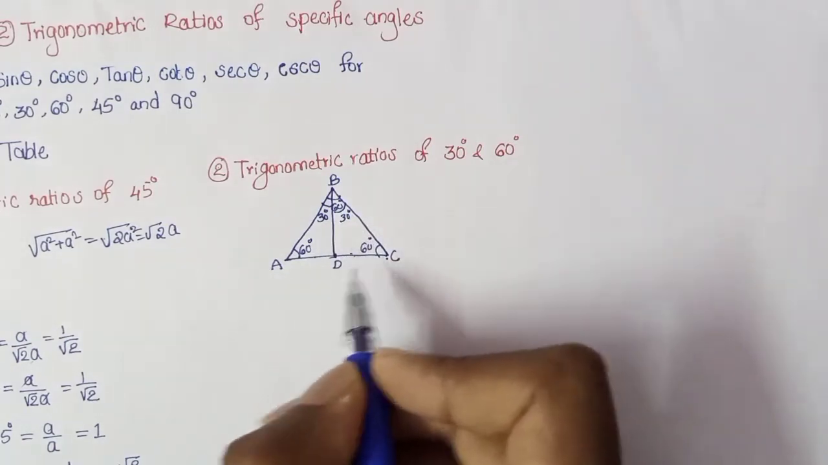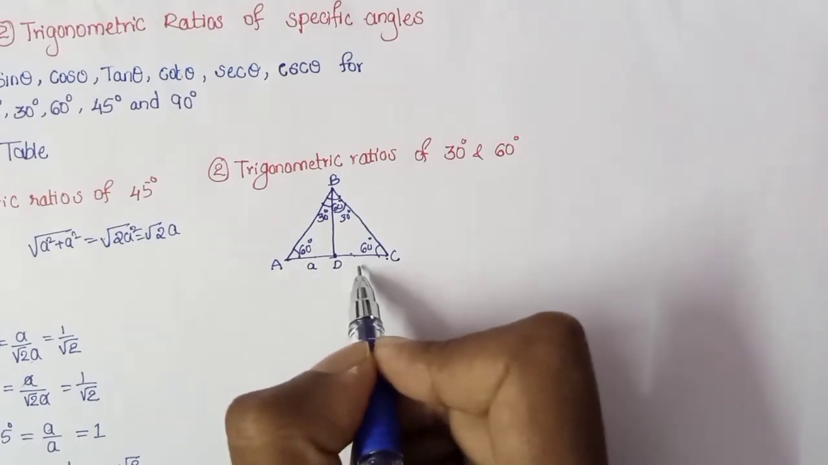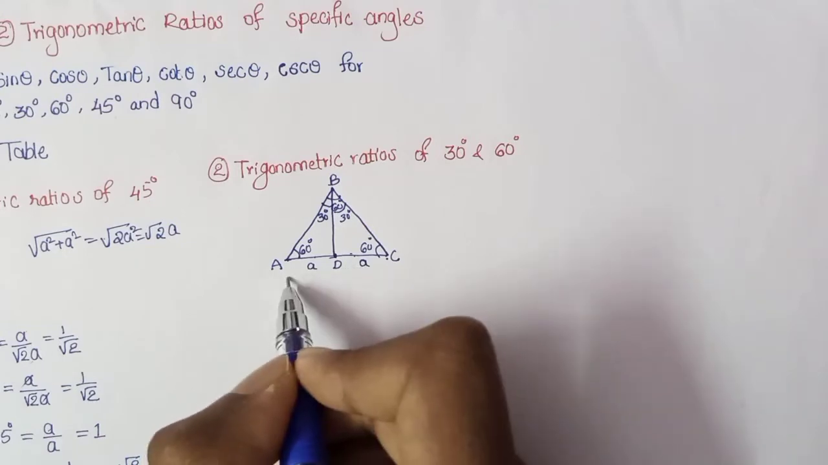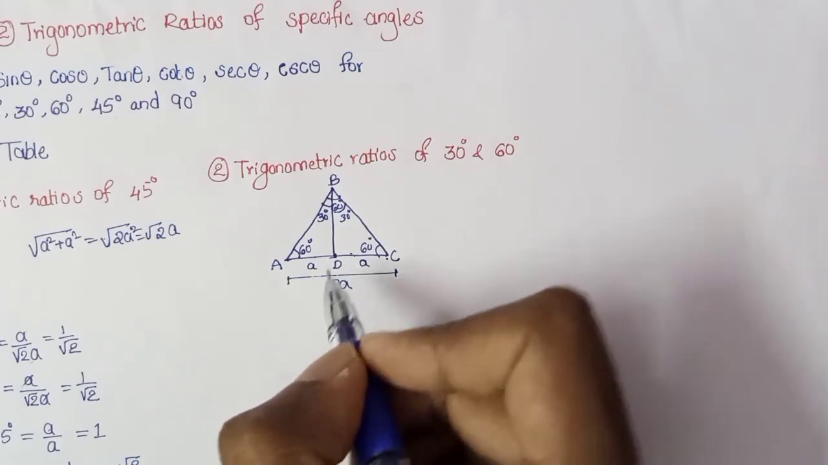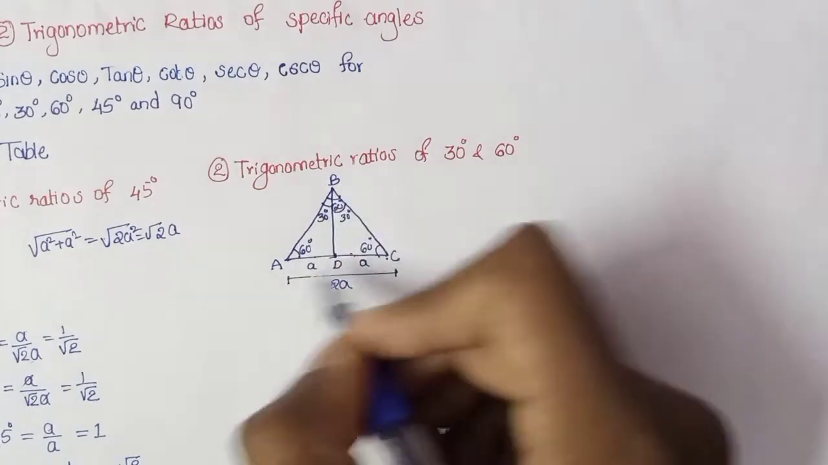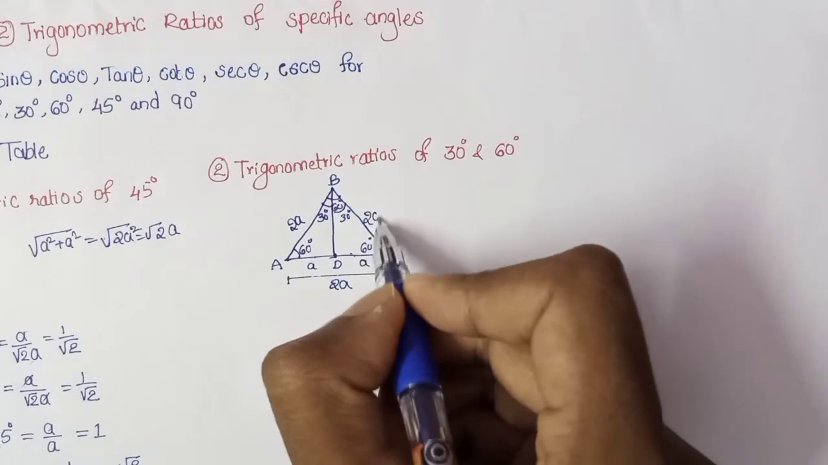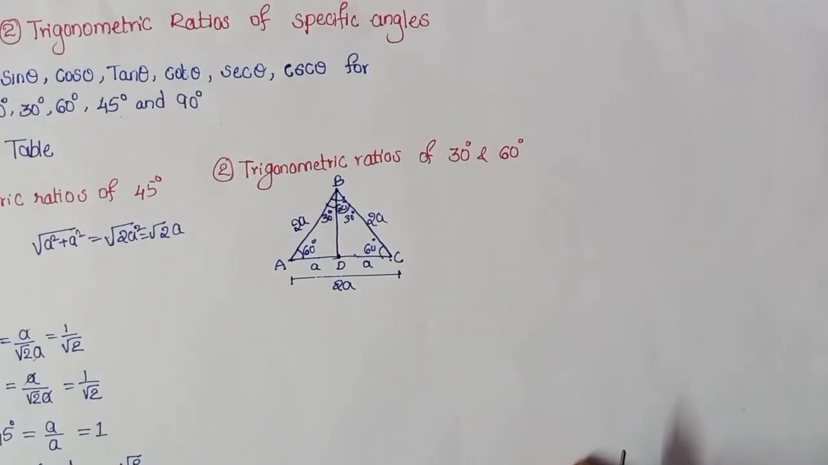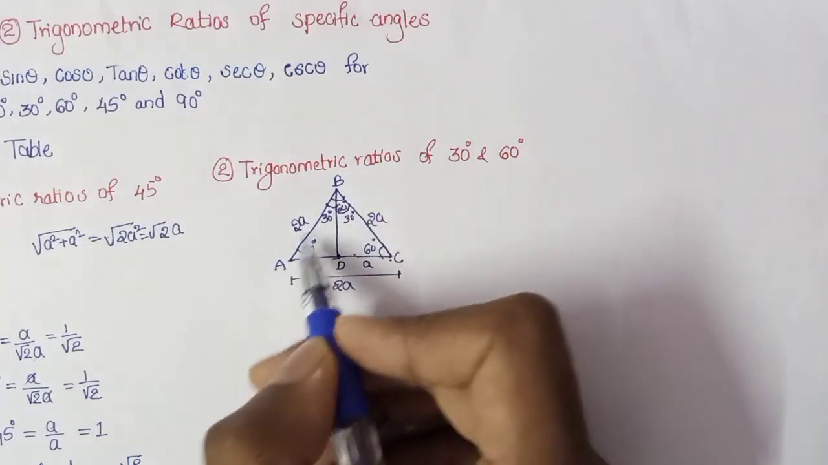Let us consider this part is a. This part is also a because it bisects into two equal halves. So this is 2a. So I am saying this is an equilateral triangle, so this is 2a. In this portion, let us consider this portion.